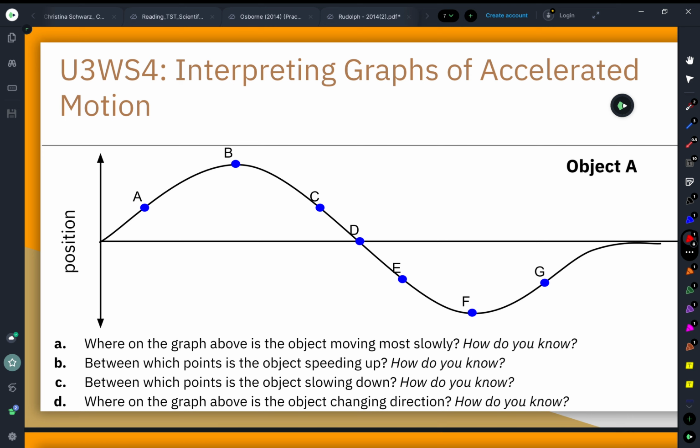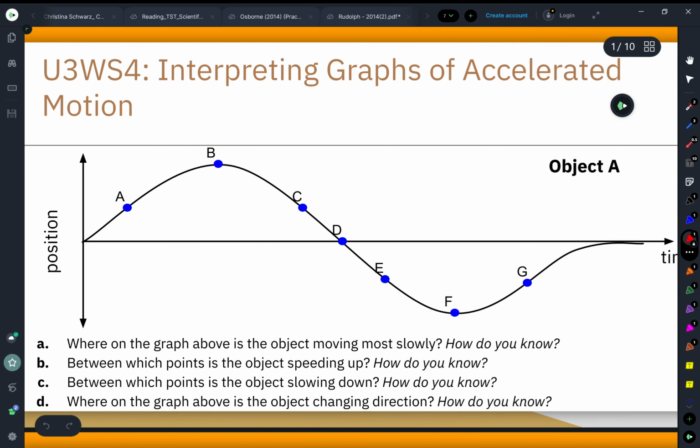Okay, so right now we're going to look at Unit 3, Worksheet 4, Interpreting Graphs of Accelerated Motion. Object A has a position versus time graph, where it's curving all over this graph. There are 4 parts to this question.